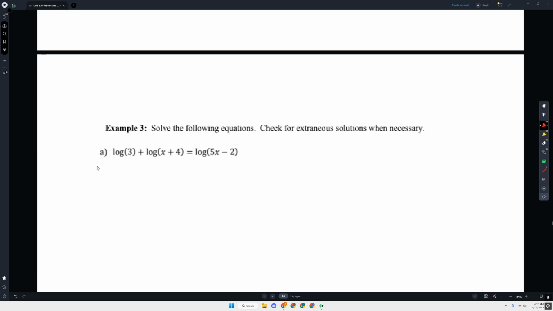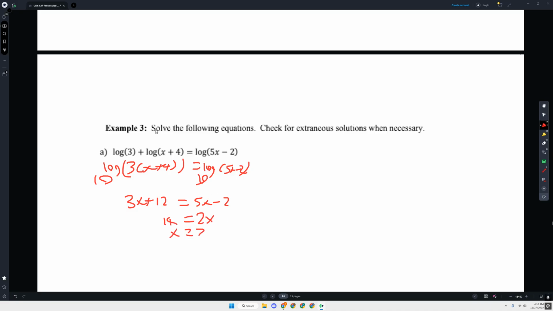So for this one, we're going to use our log properties, which say adding is multiplying. So we're going to say log of 3 times x plus 4 is equal to log of 5x minus 2. And then we can take 10 to the power of both sides, or we can just cancel logs. So this would be 3x plus 12 is equal to 5x minus 2. We're going to do some algebra, so this would be 2x is equal to 14, and x is equal to 7. And if we plug it in, this works, and this works. So that means 7 is a solution. So x is equal to 7 is a solution of the set.